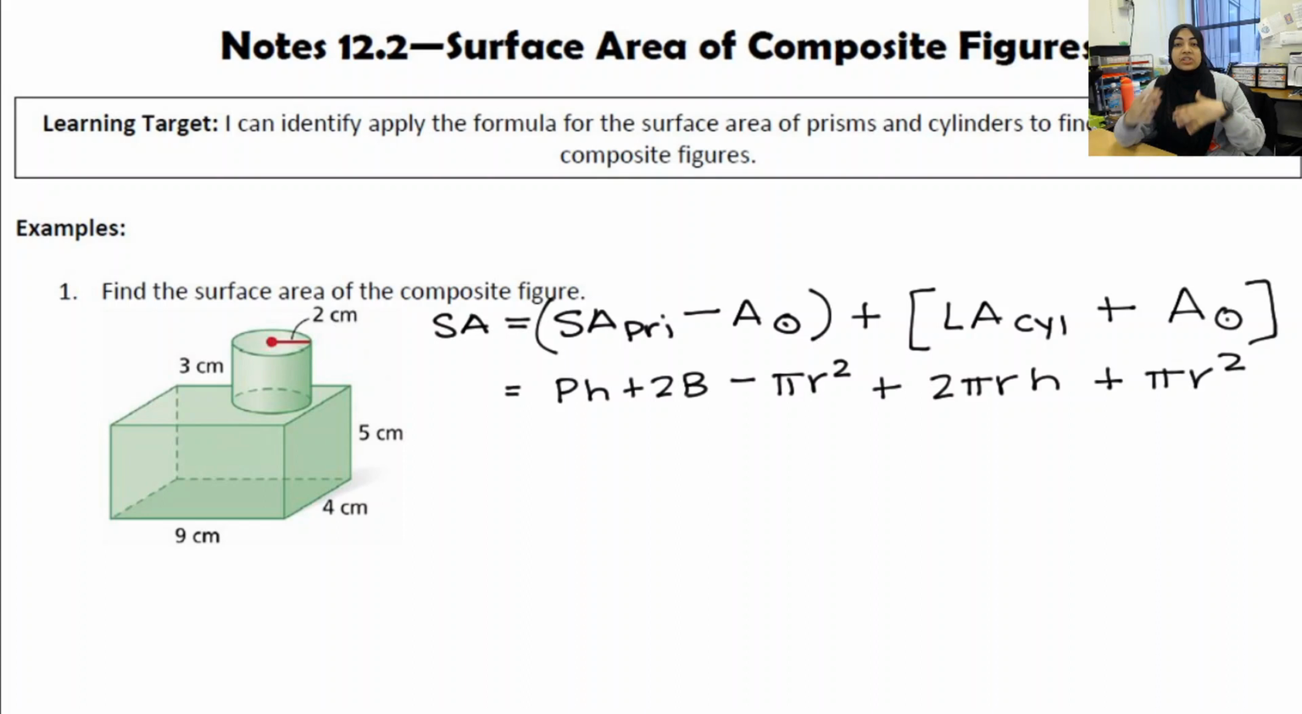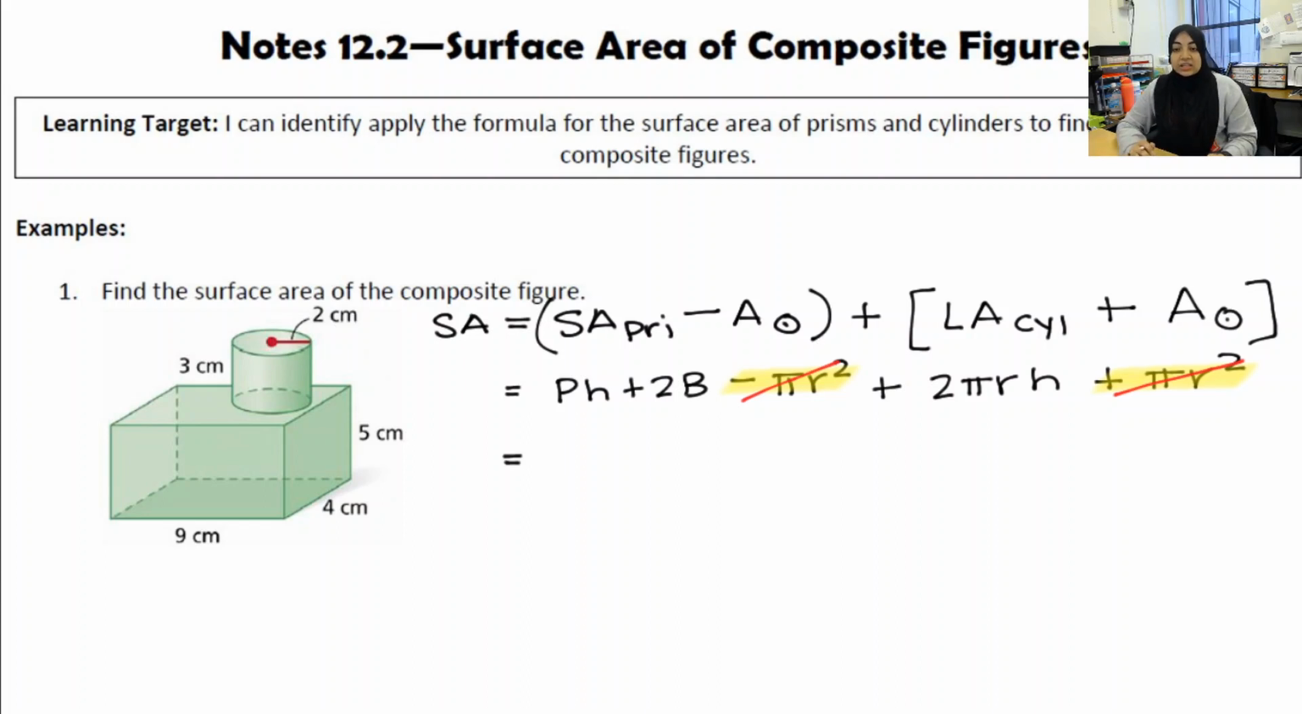Now, before you even start substituting anything, you might realize, hey, I have a negative pi r squared and a positive pi r squared. Those, of course, when I substitute in values, are going to subtract out. They're going to cancel each other out. So now all I'm left with is ph plus 2b plus 2 pi rh. So let's go substitute those values in.